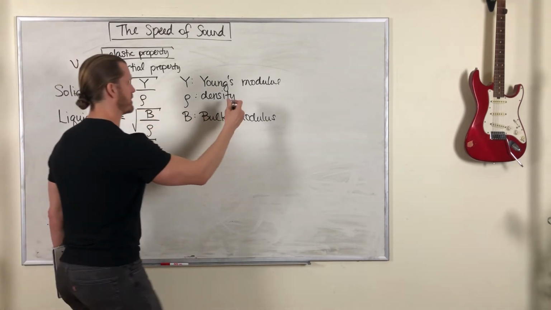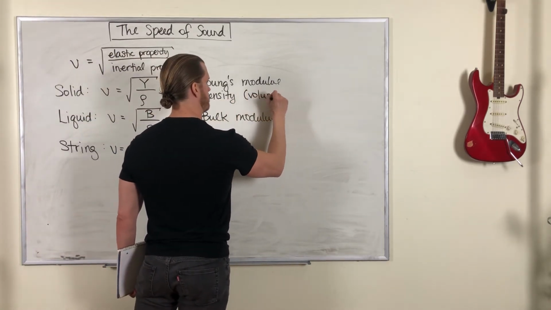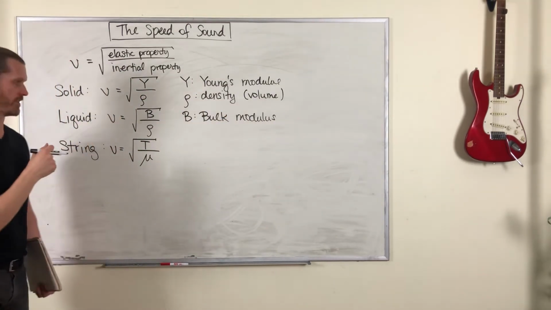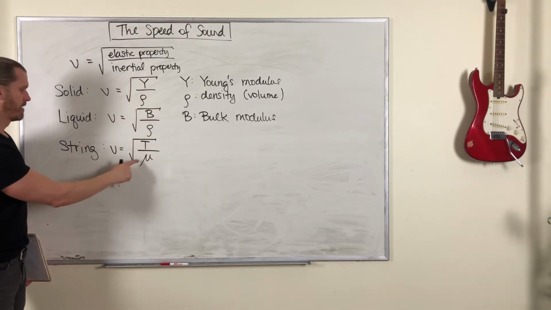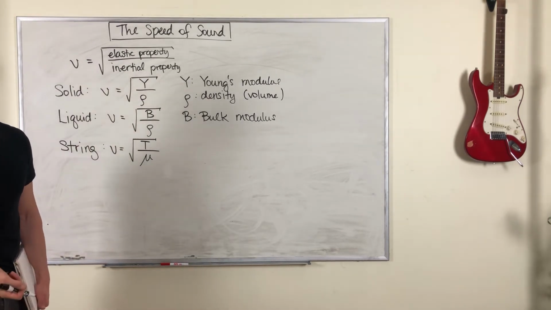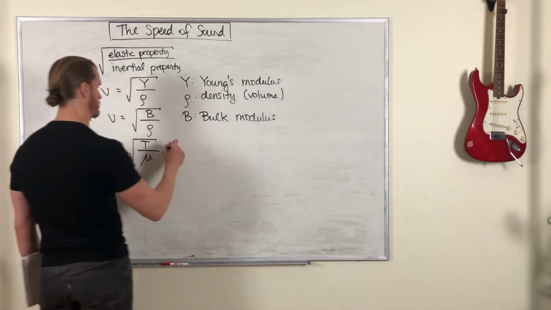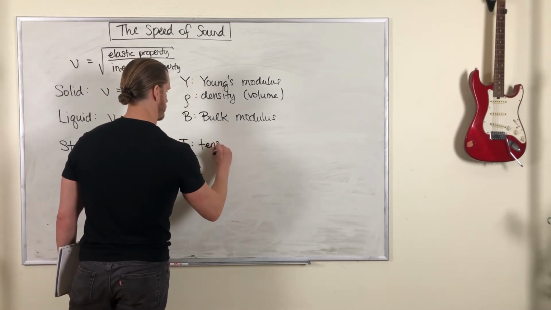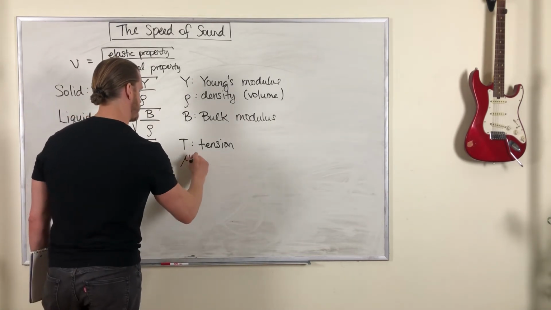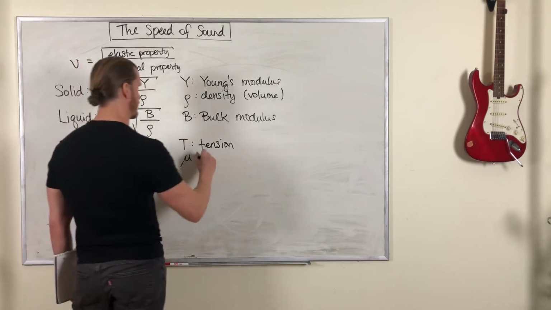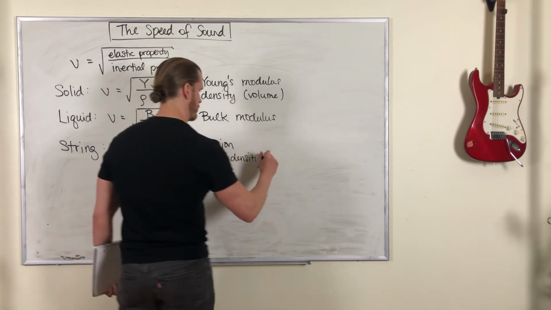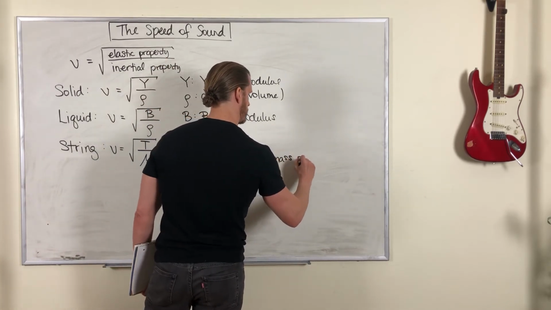These are volume densities. How much mass there is per volume of solid or per volume of liquid or per volume of gas. This is a linear mass density, how much mass there is per length, like the number of grams per meter on the string. So T is the tension force that the string is under, and mu is the linear density, or mass per length.